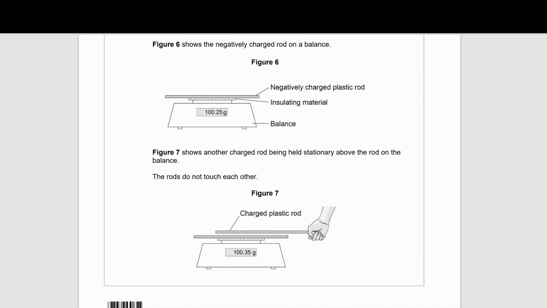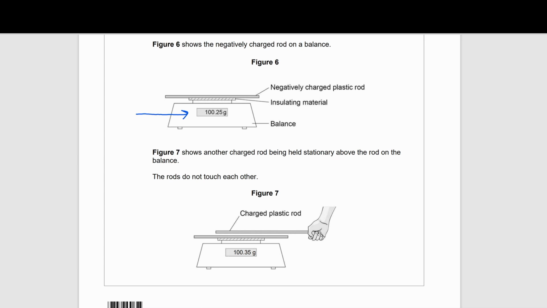Figure 6 shows the negatively charged rod on a balance. So looking at figure 6 now, the rod is on the balance. Insulating material is between the balance and the rod. And then we've got a reading of 100.25 grams on the balance.